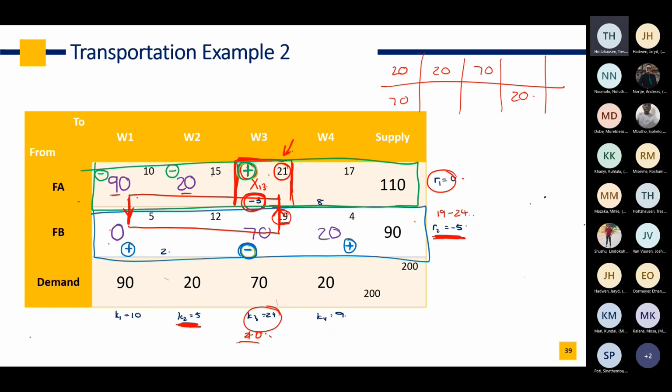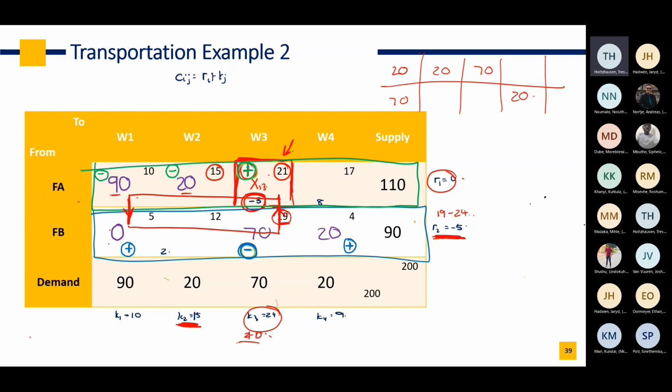K2 is just your 15 minus your 0. Doesn't look like 15, but it is 15 minus 0. Let's just write this a little clearer. So don't forget, your Cij is equal to your Ri plus your Kj, which means your Kj is equal to your Cij minus your Ri.